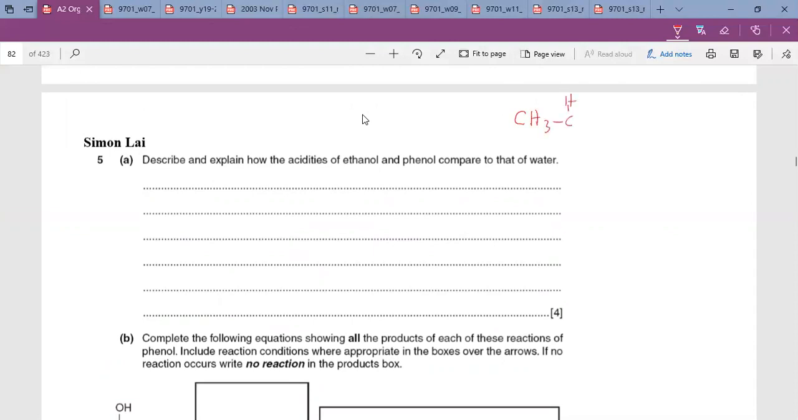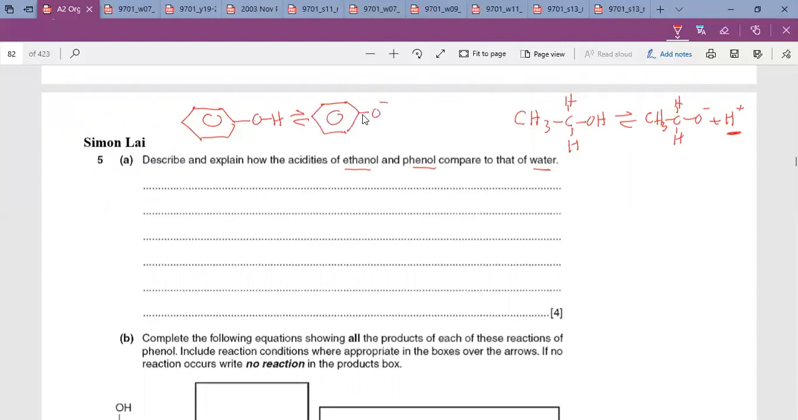All right, H here. Now just put this on, okay? CH3, CH here, H here, and of course your O minus plus H plus. Now, remember acid is what? It's a proton donor, isn't it? And your phenol, see? Ethanol and phenol compared to water. I'm going to put phenol here so that you have more space. O and H, of course, this will give you, it's good to put all the equations here. I will show you the marking scheme. I don't want to confuse you with this thing here. And your water.